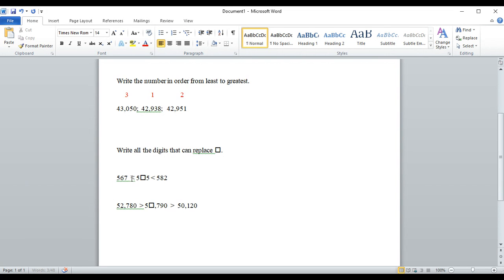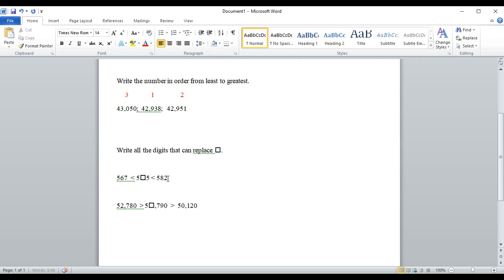And this is where knowing the name of this symbol, without having to do the alligator face or the Pac-Man face, is most helpful. Because the way this reads is 567 is less than 50-something 5 is less than 582.